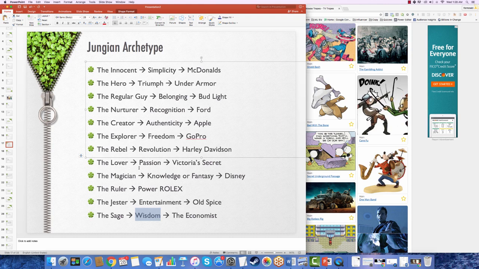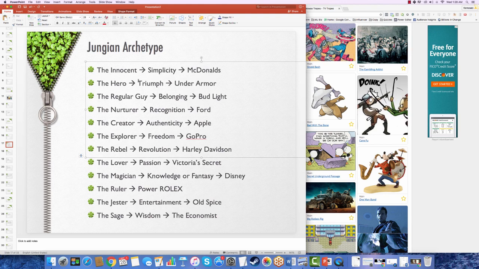So when you look back and you see these archetypes, innocent, hero, regular guy, nurturer, creator, explorer, rebel, lover, magician, ruler, jester, and sage, you can usually put every single business you know into a box that fits this role. And usually the ones that are the most successful are the ones that have taken that role and run with it. And the ones that are failing are the ones who try to be more than one role or don't actually adhere to the role that they've been assigned by people.